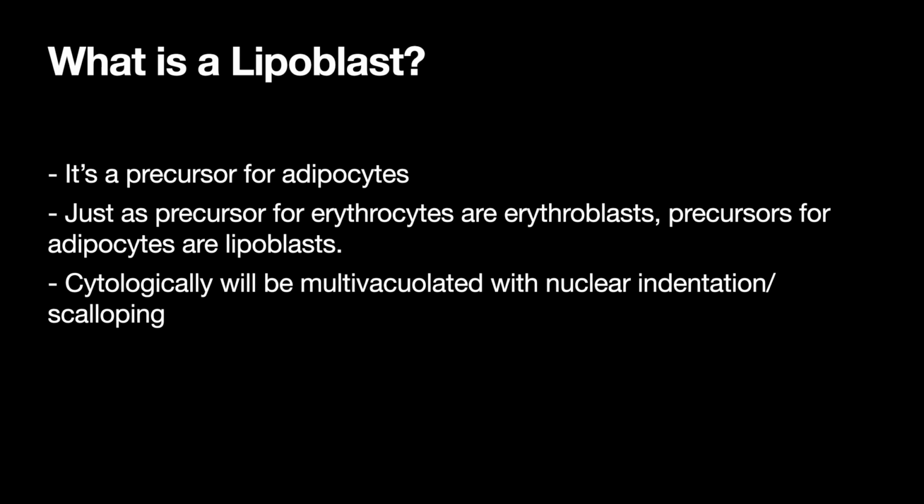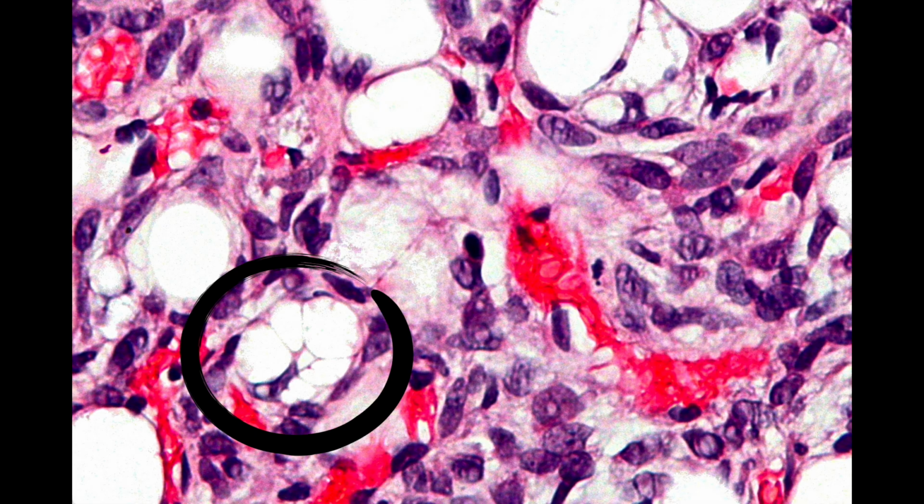Erythrocytes, the precursors are erythroblasts. Adipocytes, the precursors are lipoblasts. And cytologically, they will be multivacuolated with nuclear indentation or scalloping, as you can see here on the bottom left. You see that multivacuolated appearance pushing the nucleus of that lipoblast.